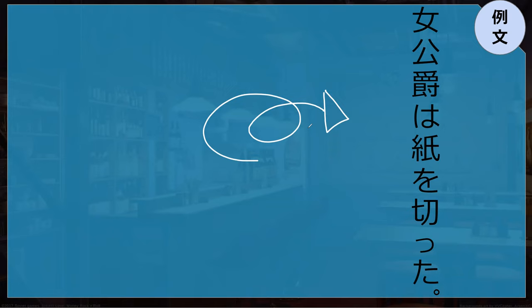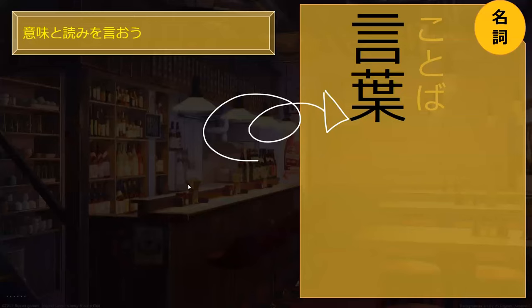This here says ona, is it ona? It is ona. Ona, right. Ona ko shaku. Perfect. Wa kami o kita. The Duchess cut the letter. Cut the, well, tegami is letter.